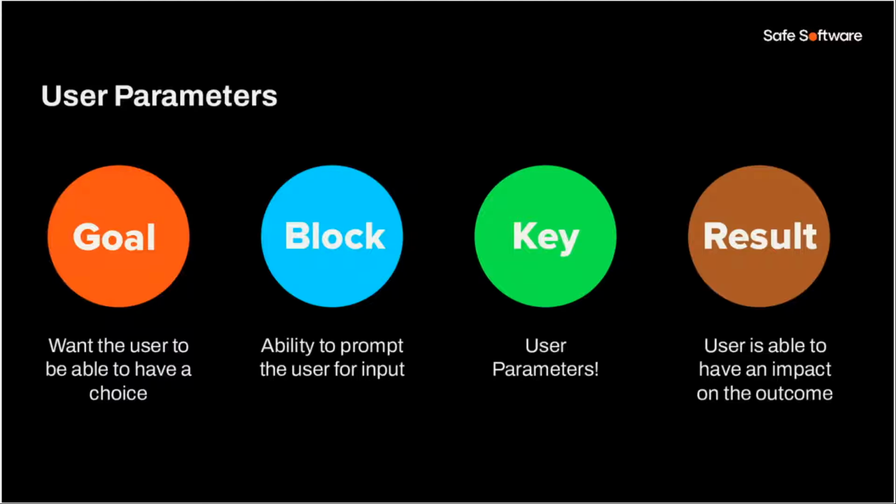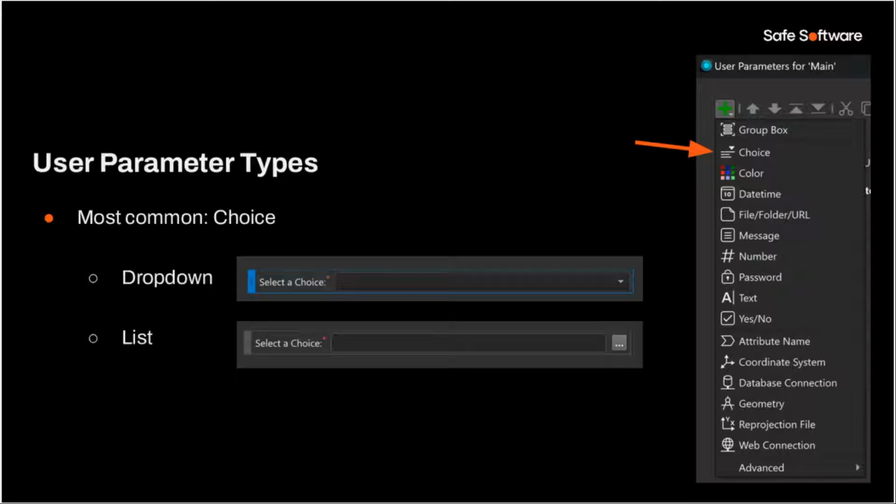So what does that look like? We have here a lot of different types of user parameters. We will be going over the choice here. The choice user parameter has two varieties, either drop down or list. And that can be configured lots of different ways.